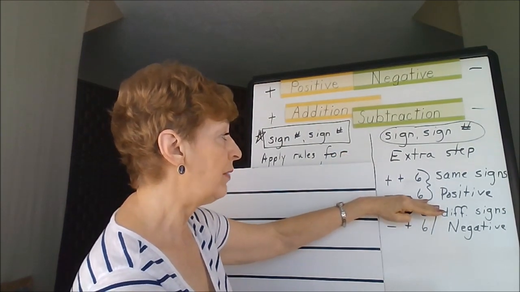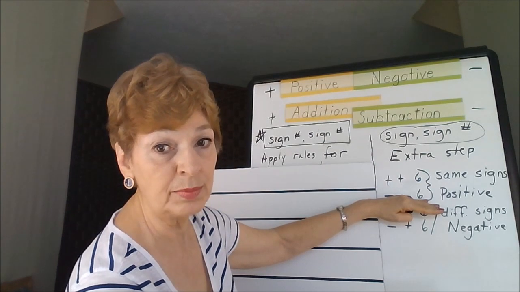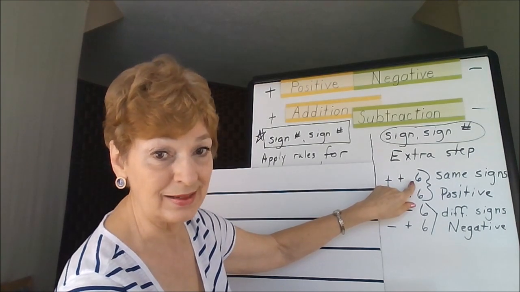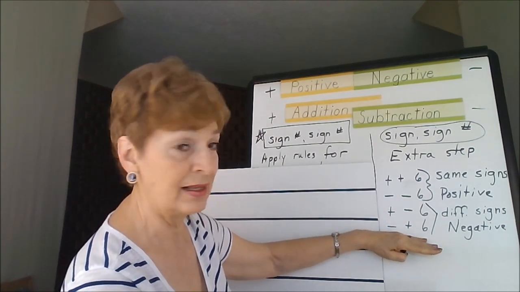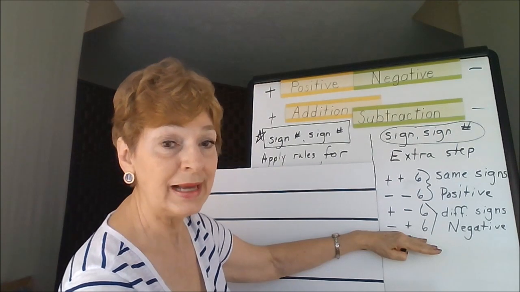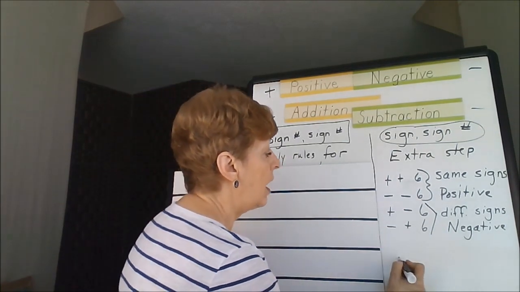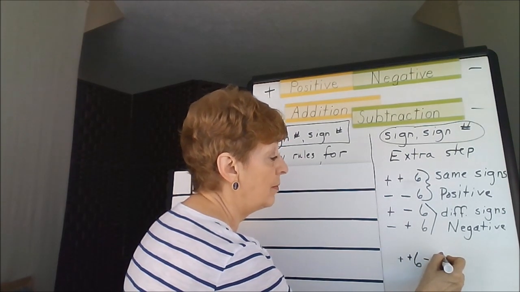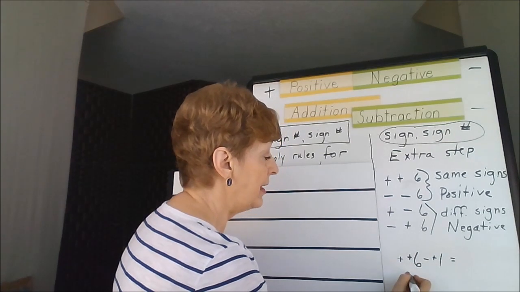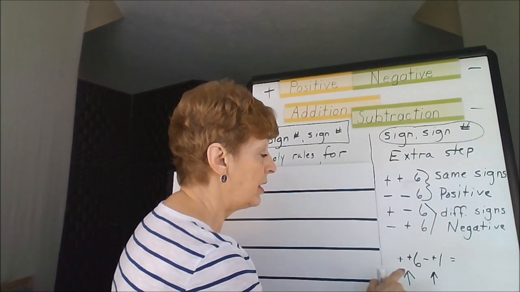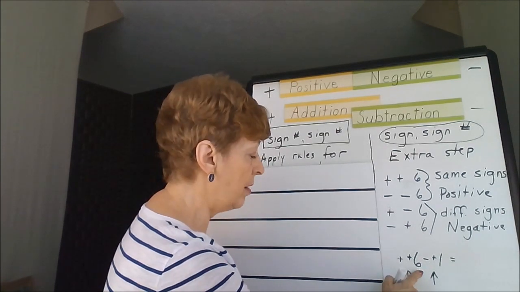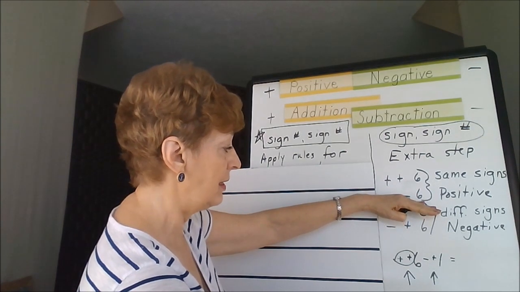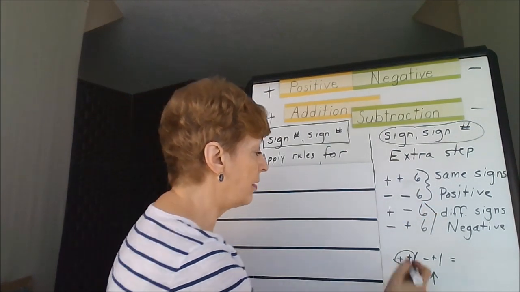In this case, if those signs before that single number are the same, the number itself turns positive. Different signs turn the number itself negative. So if you had a positive 6 with a minus positive 1, you would have to apply the extra step in both places because you have double signs before the number. Two signs that are the same. Are the signs the same? Yes. Turns the number itself positive.